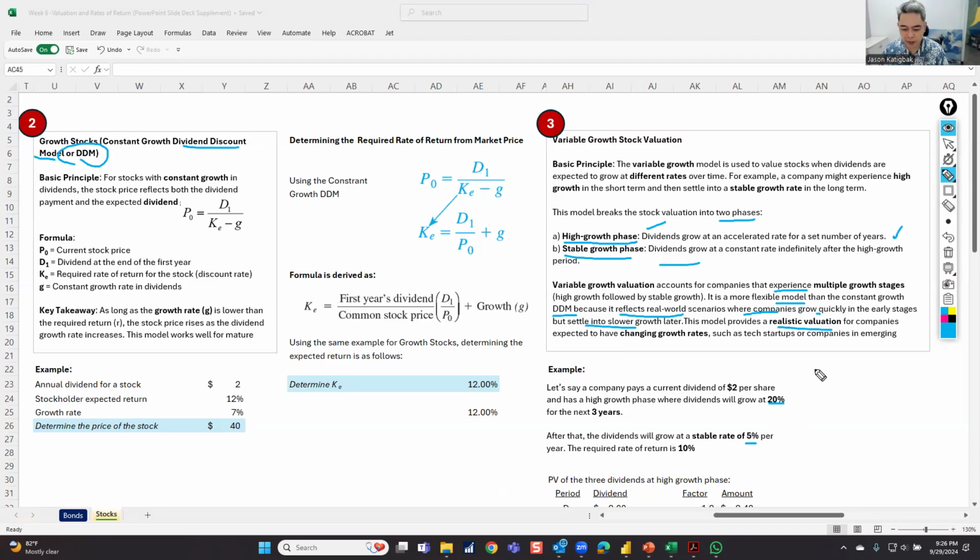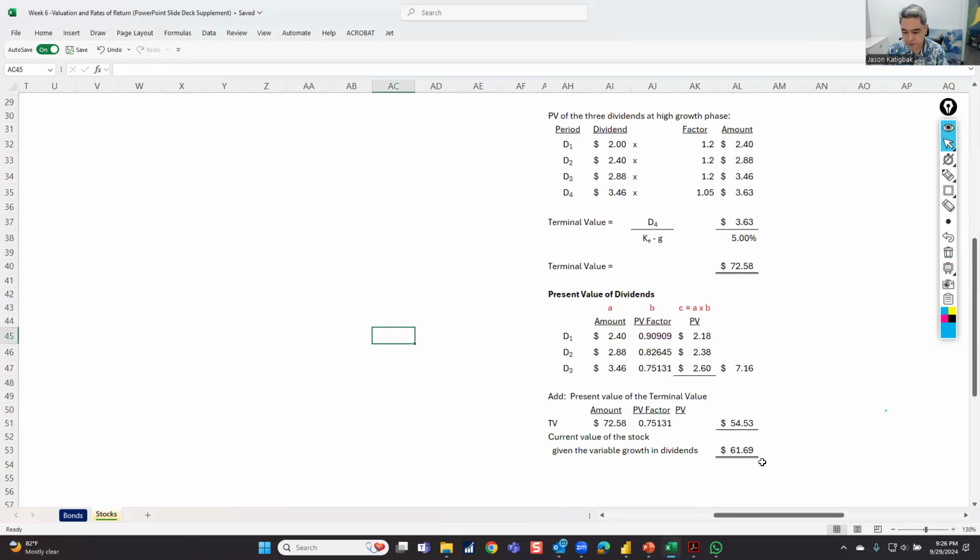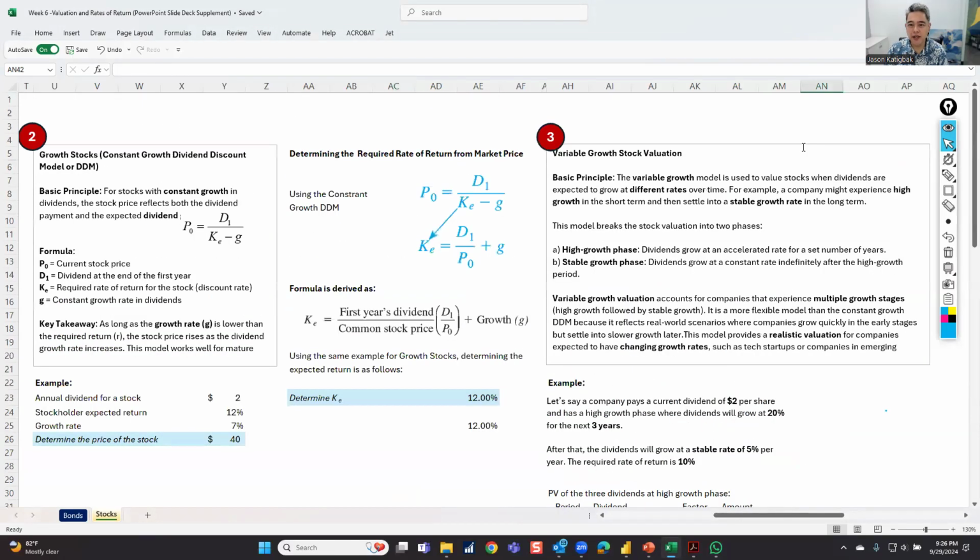So now when you think about it, if you believe that a company has certain stages, you use this formula, then now you would say that the value that you think of that stock is, in our case, $61 and 69 cents.